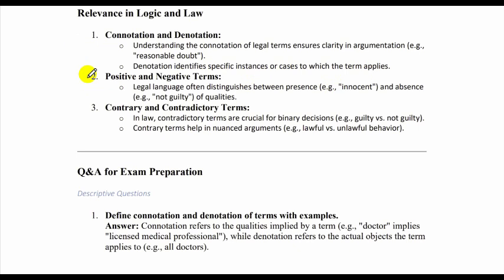Third, contrary and contradictory terms. In law, contradictory terms are crucial for binary decisions. Example, guilty versus not guilty. Whereas contrary terms help in nuanced arguments, that is lawful versus unlawful behavior. There could be some intermediate grounds or options available in between in contrary terms.